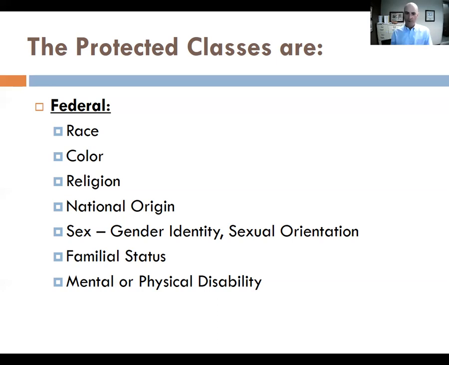Same definition and protections in a housing related case. Familial status is the presence of someone under the age of 18 in a household. And then of course, mental or physical disability is someone who has a mental or physical disability as defined under the law, or someone who associates with someone who has that disability, or someone who's perceived as having that disability, whether they have it or not. So let's go to the next slide.